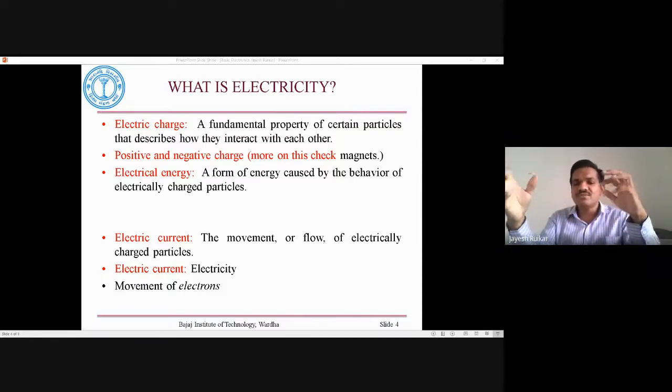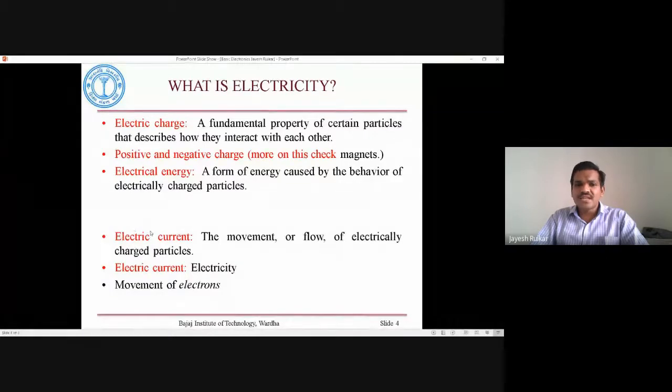Okay, so these mini experiments will give you some idea about what happens with protons and electrons. We will come back to that point also. Next, we will talk about electrical energy.